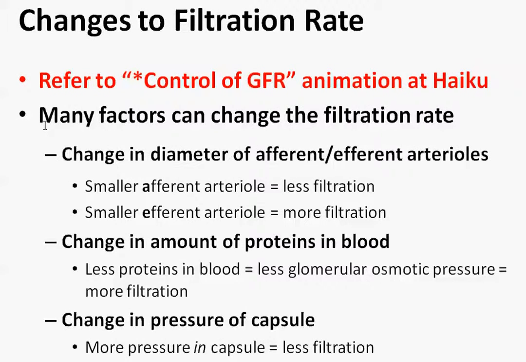Again, the filtration rate is talking about filtration of the blood at the glomerulus. Changing the diameter is going to change the rate. Changing the amount of proteins in the blood will change the rate, because those proteins are basically regulating the blood pressure or osmotic pressure, which is essentially the same thing. And then again, the last would be changes in the pressure of the capsule.